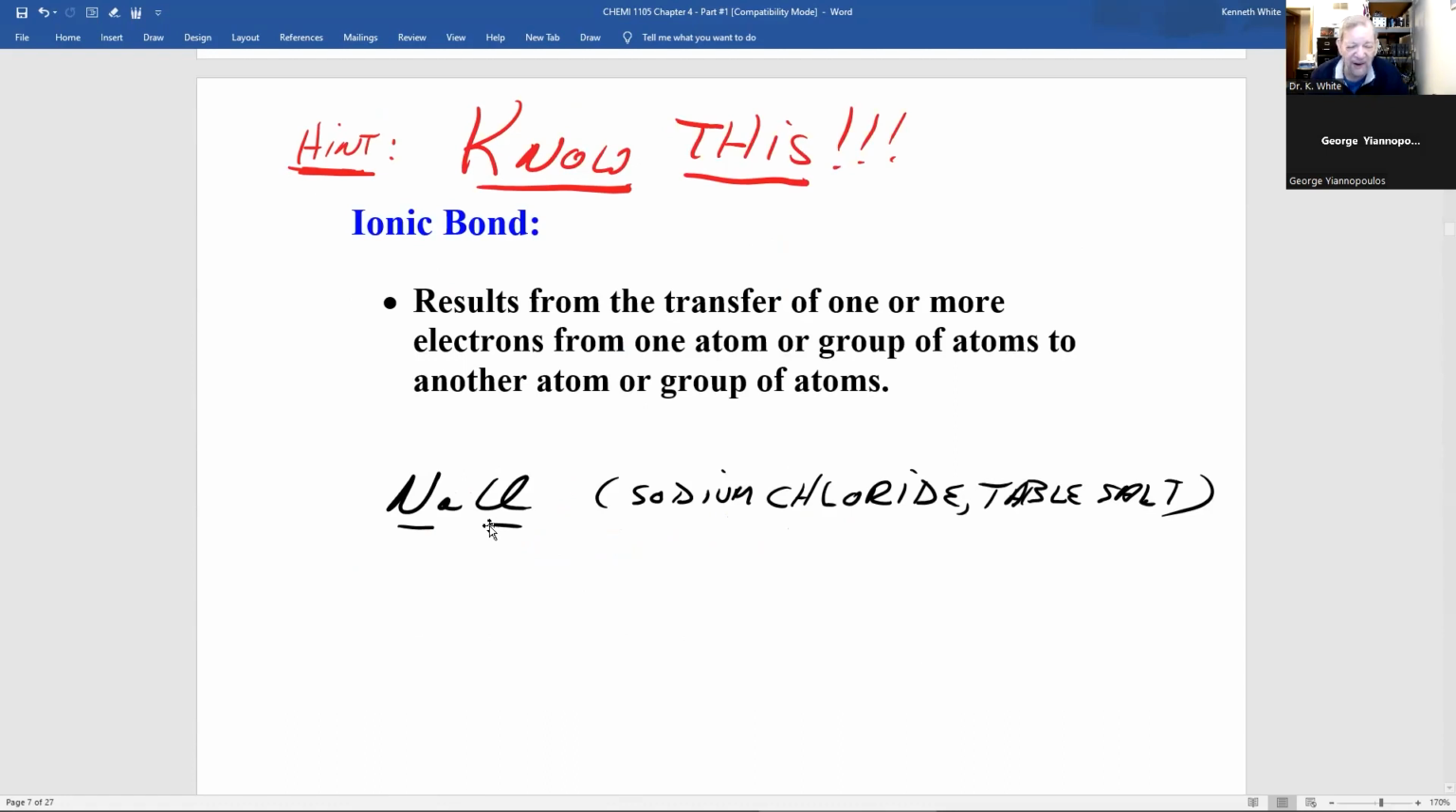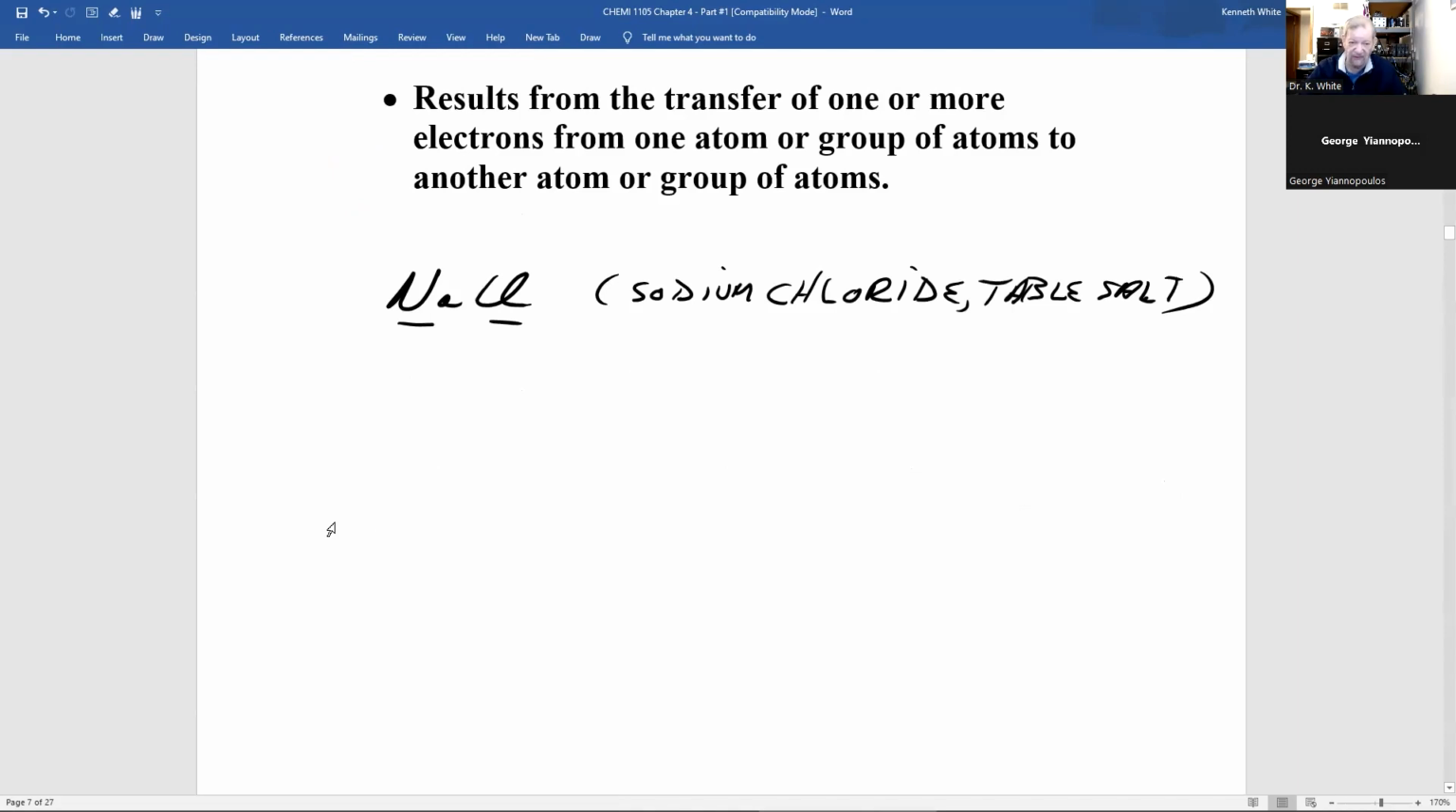What's an ionic bond? And you should know, and this is important, which is why I'm asking you to memorize this. An ionic bond results from the transfer of one or more electrons from one atom or group of atoms to another atom or group of atoms. An example of that is sodium chloride, which you should be able to do.